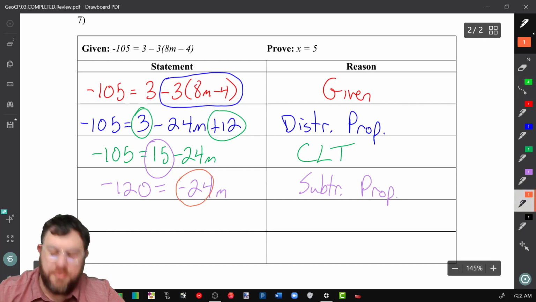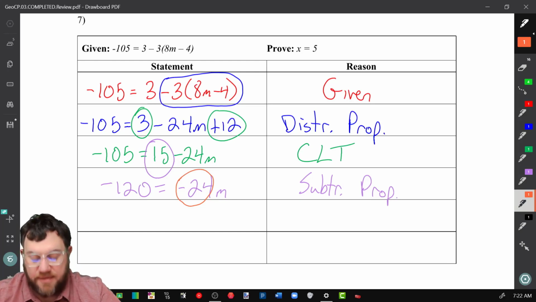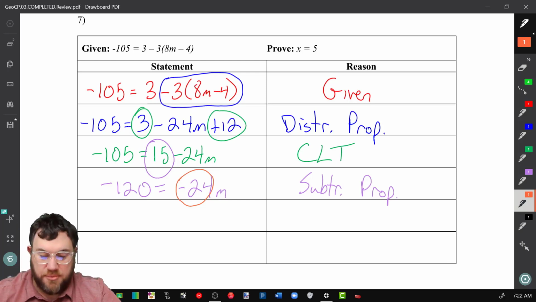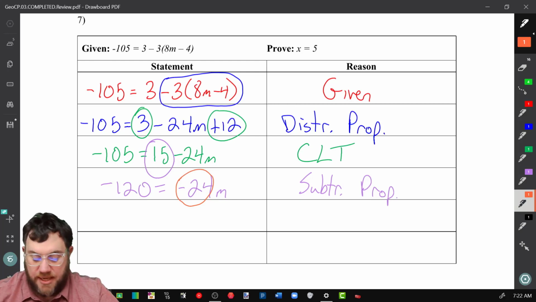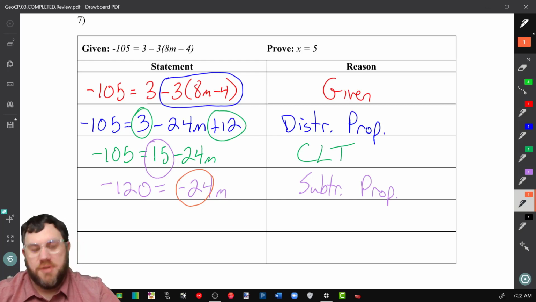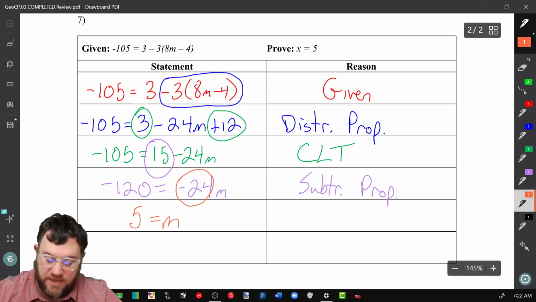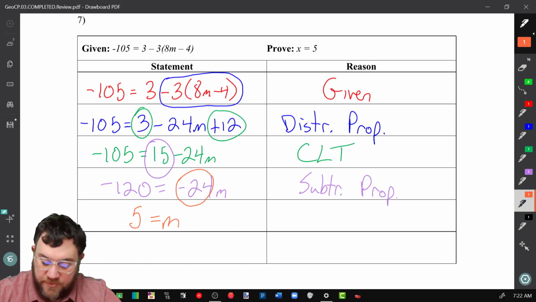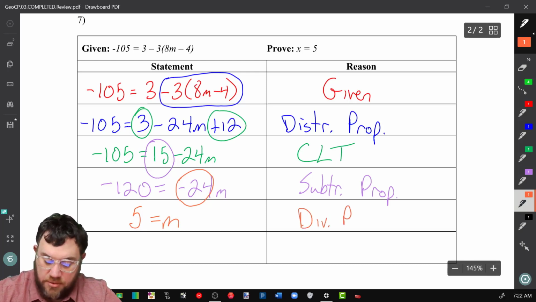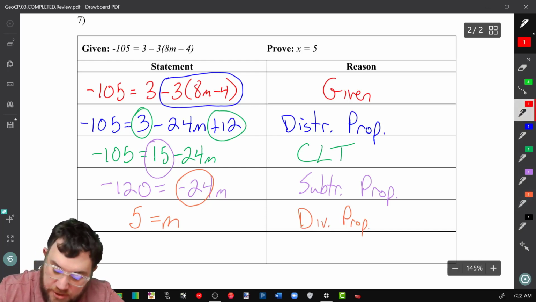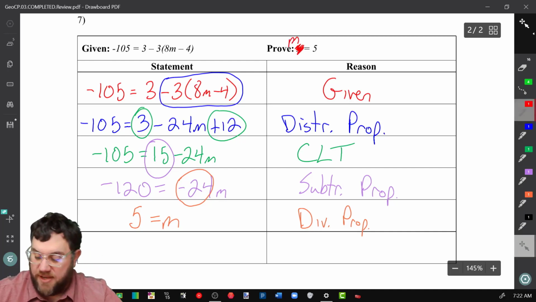All right, last thing we need to do is get rid of that negative 24m. So we will divide both sides by negative 24. Negative 120 divided by negative 24 will be positive 5. So 5 equals m. That was the division property. And I just realized up here at the top, this says x equals 5, but it should say m equals 5.